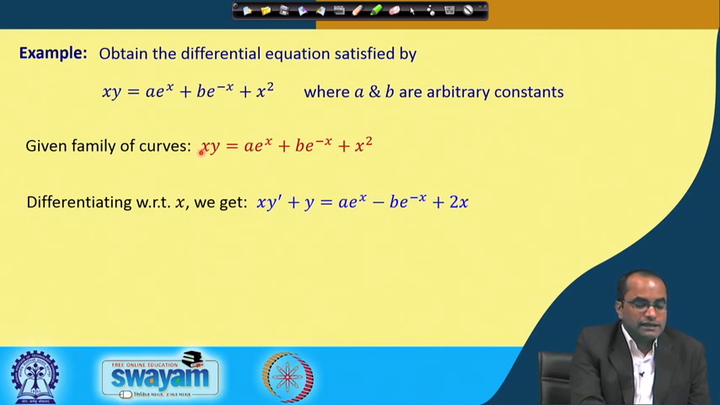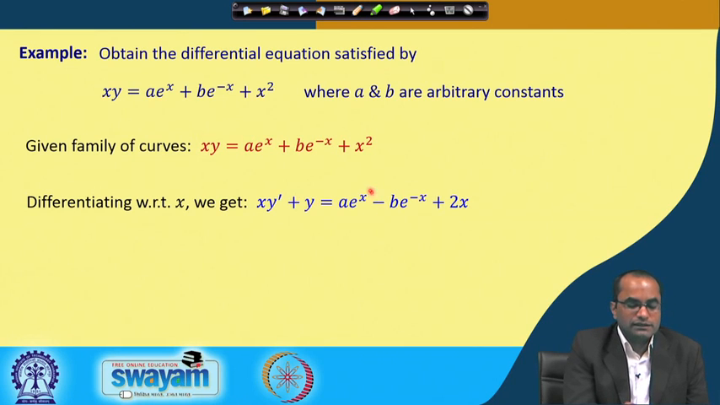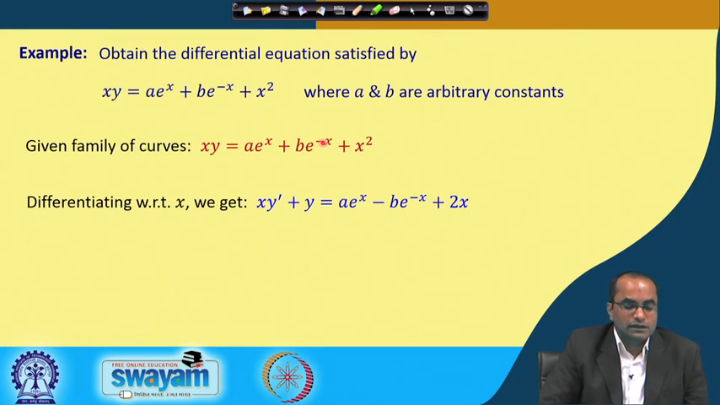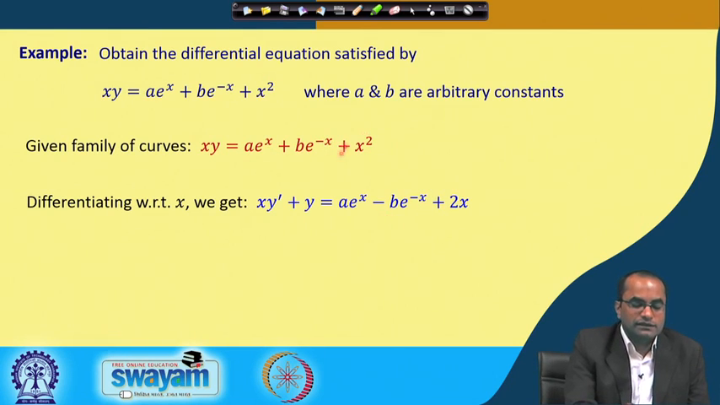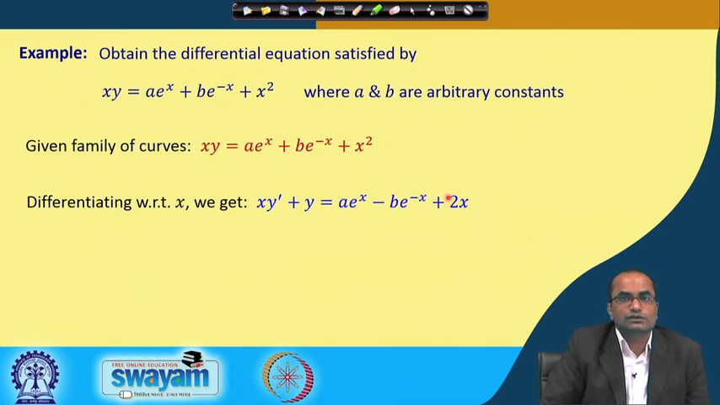We will get x y prime plus y, that is the derivative of this x y term, so the product rule applies. Now, the derivative of a e power x is a e power x, and b e power minus x will be minus b e power minus x, and the derivative of x square is 2 x. So, we have differentiated this with respect to x only once, and now we have to differentiate once again, because we do see 2 arbitrary constants in the equation.